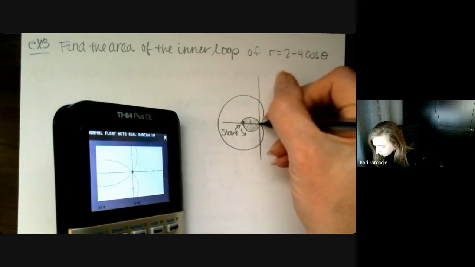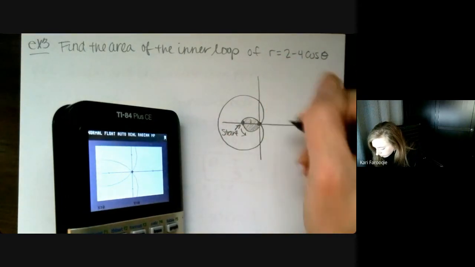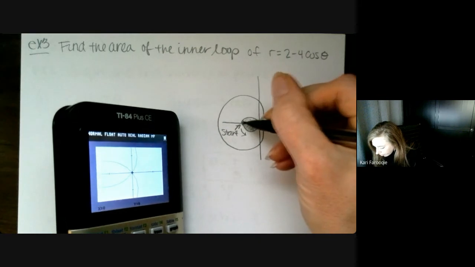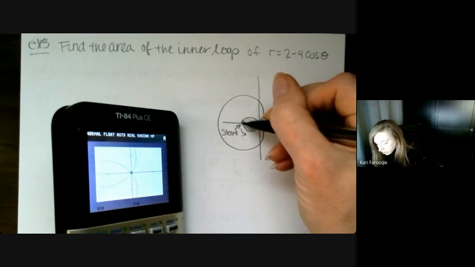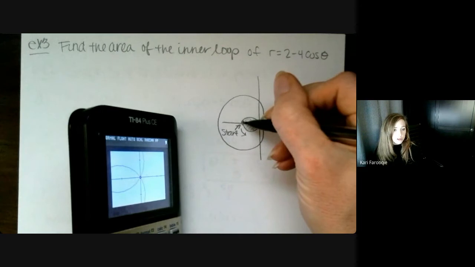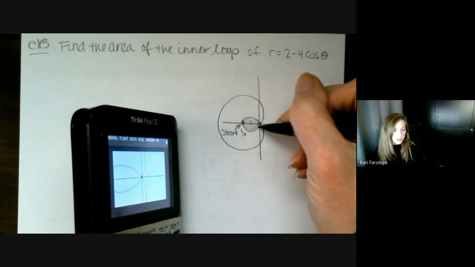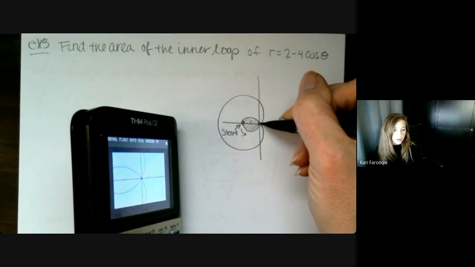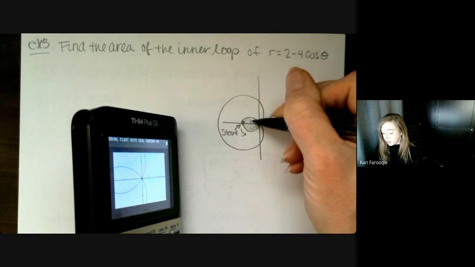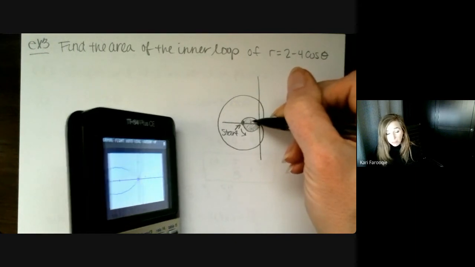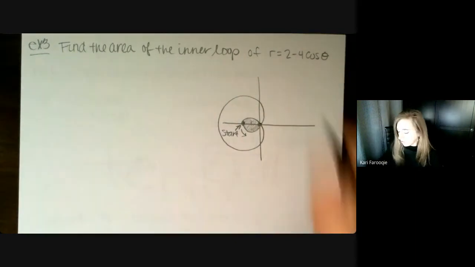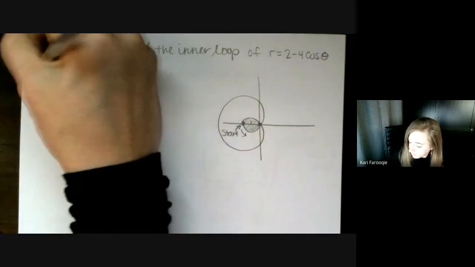So you can take for granted this situation here, and all you need to do now is figure out if we're starting here at theta equals 0, at what value of theta do we hit this point? And then you can use symmetry and multiply this area by 2 to get the top half of the loop. So that's the plan that I'm going to lay out.